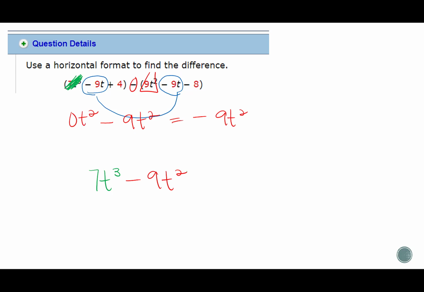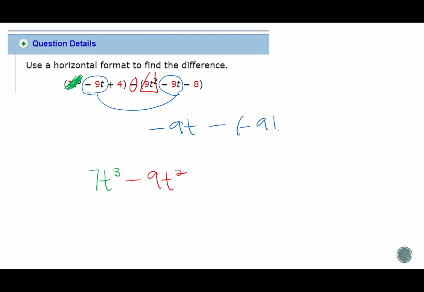Now we can go back to the negative 9t that I circled in blue. That will be negative 9t minus negative 9t. And if we add the opposite, that now reads negative 9t plus 9t, which is 0t. And so it does not get included into the final answer.